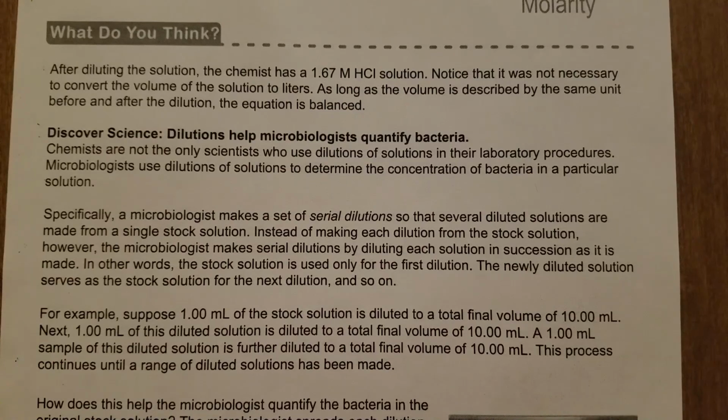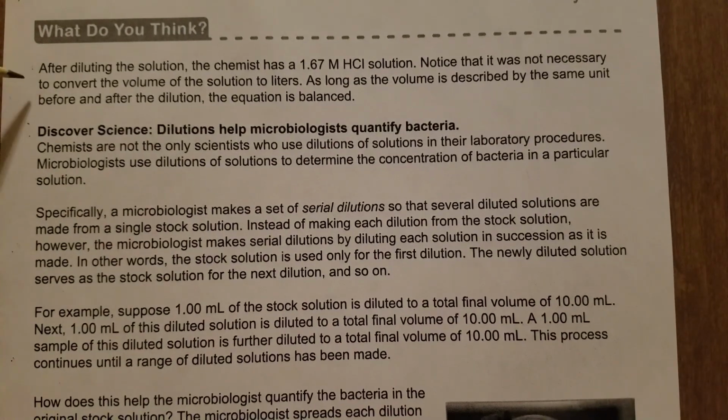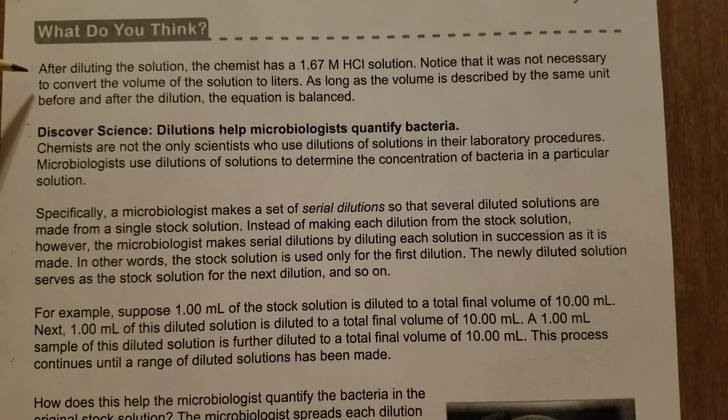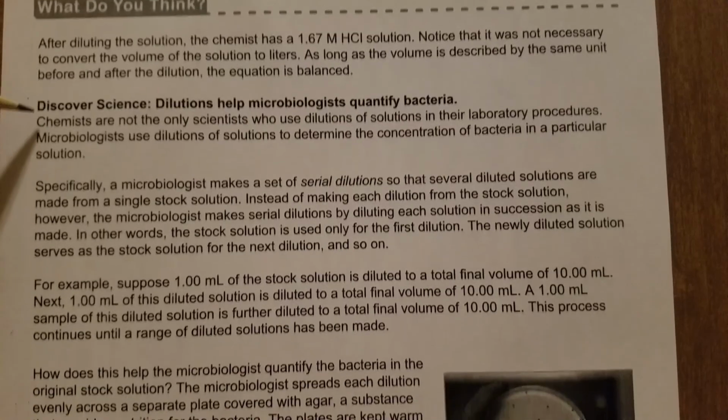Okay, page 4. What do you think? After diluting the solution, the chemist has 1.67 molar hydrochloric acid, or HCl, solution. Notice that it was not necessary to convert the volume of the solution to liters. As long as the volume is measured in the same unit before and after the dilution, the equation is balanced.